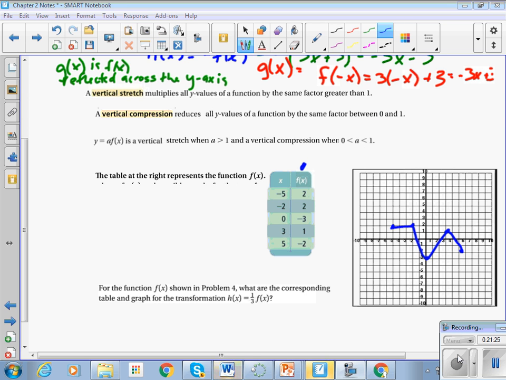Good times. For this function, what are the corresponding table and graph for the transformation h of x equals 1/3 f of x? So we're going to take all of our values and multiply them by 1/3. So 2 times 1/3 is 2/3. 2 times 1/3 is 2/3. -3 times 1/3 is -1. 1 times 1/3 is 1/3. And -2 times 1/3 is -2/3.